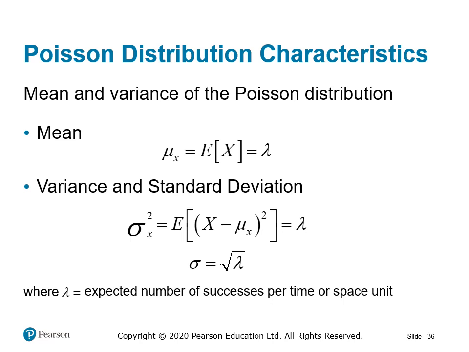So the mean and variance of the Poisson distribution is as follows. The mean is simply lambda. And the variance is also lambda. This is one of the only distributions where the mean and the variance are the same. And of course, the standard deviation is the square root of lambda. Again, lambda is the expected number of successes per time or space unit.